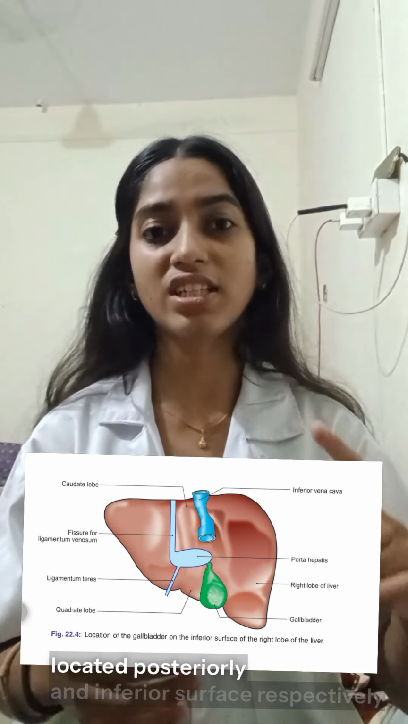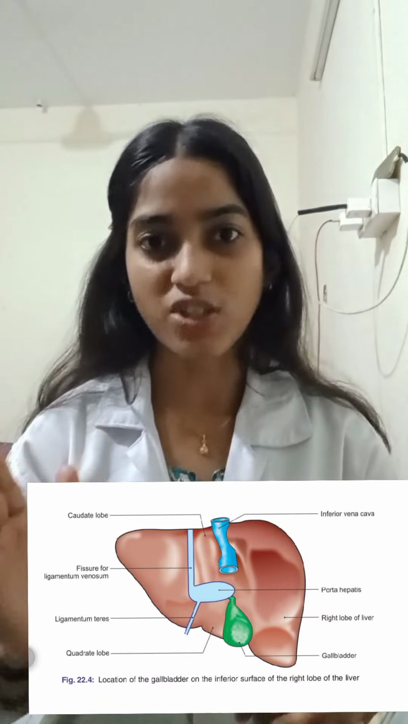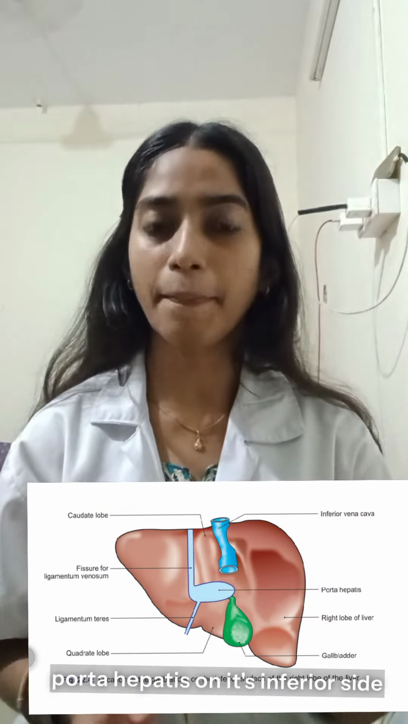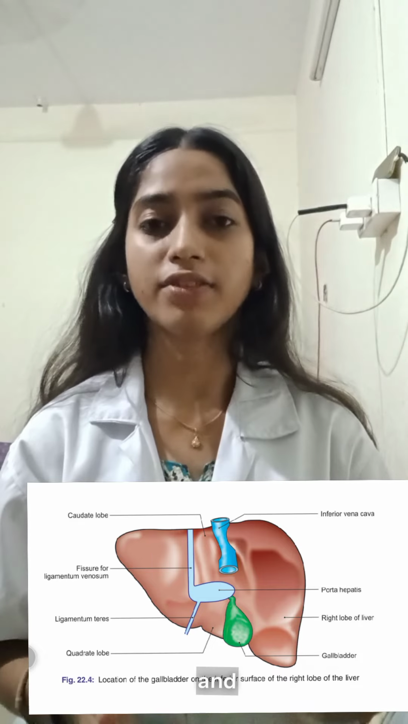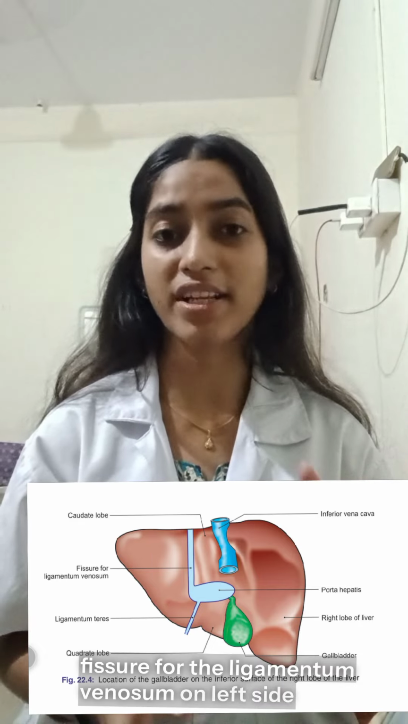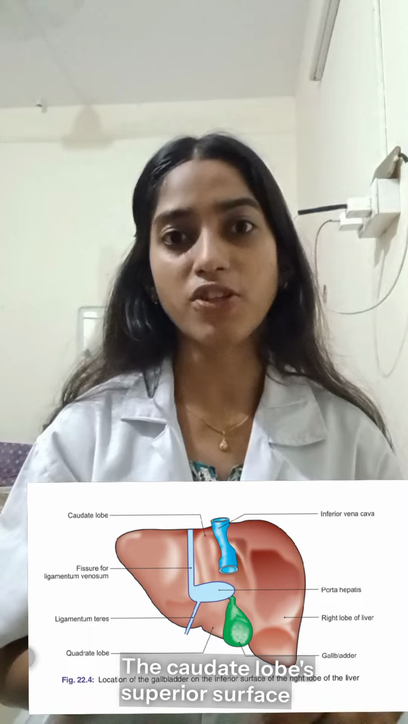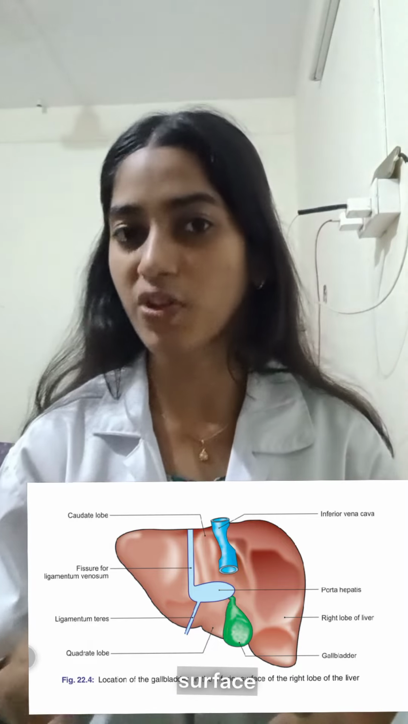The right lobe is further having 2 accessory lobes, the caudate lobe and the quadrate lobe, located on the posterior and inferior side respectively. The caudate lobe is located on the posterior surface, having inferior vena cava on its right side, porta hepatis on its inferior side, and the fissure for the ligamentum venosum on its right side. The superior surface of the caudate lobe continues with the superior surface of the liver.